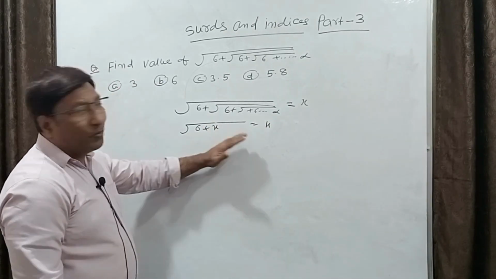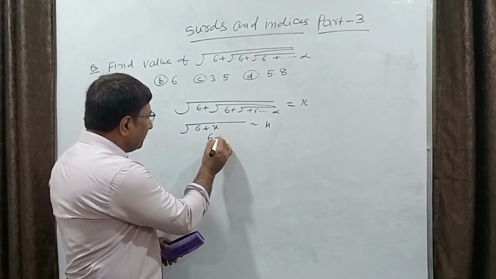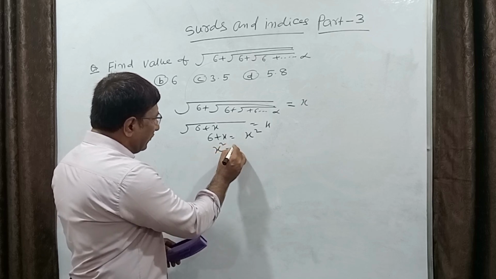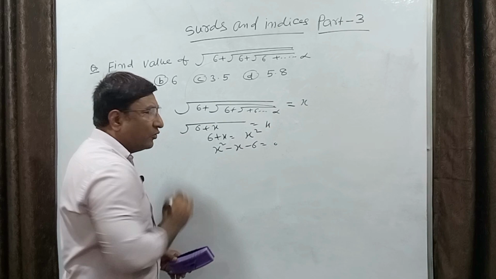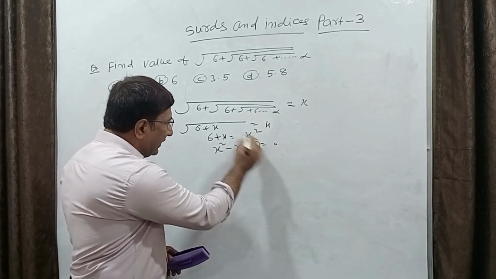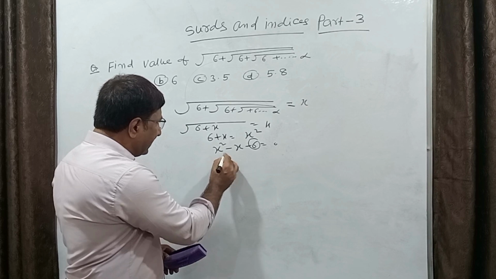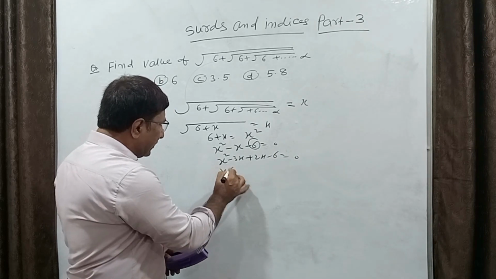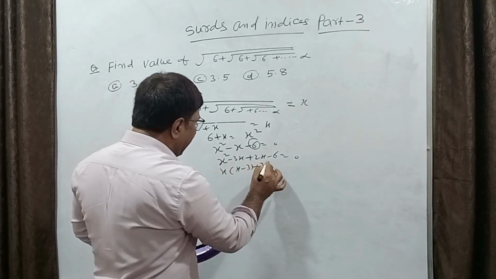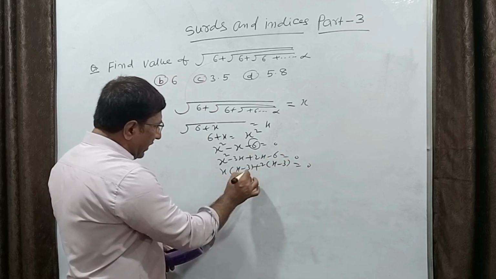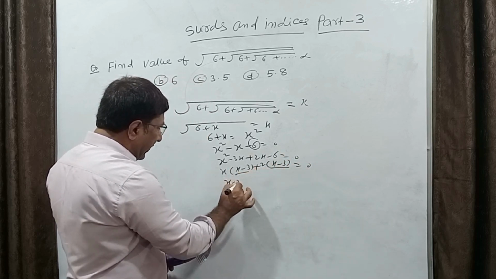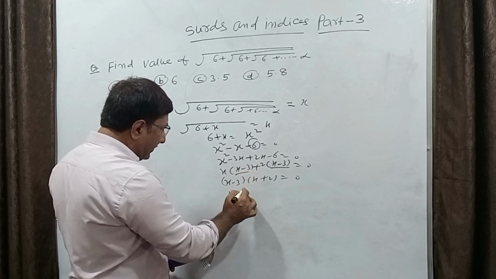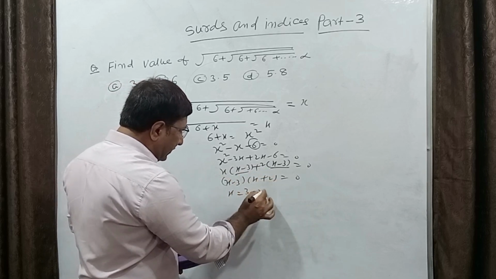When we square both sides, we get 6 plus x equals x square. So now this quadratic equation is x square minus x minus 6 equals 0. We can make factors of 6, that is 2 times 3. So x square minus 3x plus 2x minus 6 equals 0. Taking x common, we get x minus 3 and here 2 into x minus 3. So x minus 3 is common, we get x minus 3 into x plus 2 equals 0. So x is 3, or x plus 2 equals 0, x is minus 2.